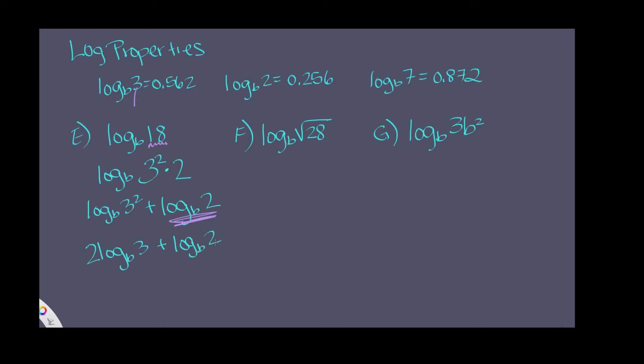And now I can do a substitution. I know log base b of 3 is 0.562, so this is 2 times 0.562. And I know log base b of 2 is given as 0.256. So I can add 0.256 to that, and then I can grab my calculator and get that log base b of 18 is approximately equal to 1.38.